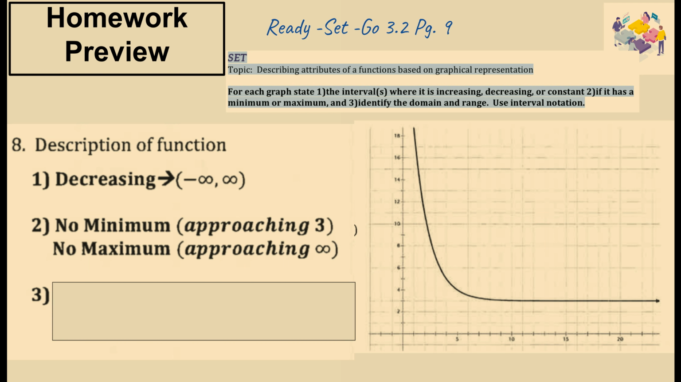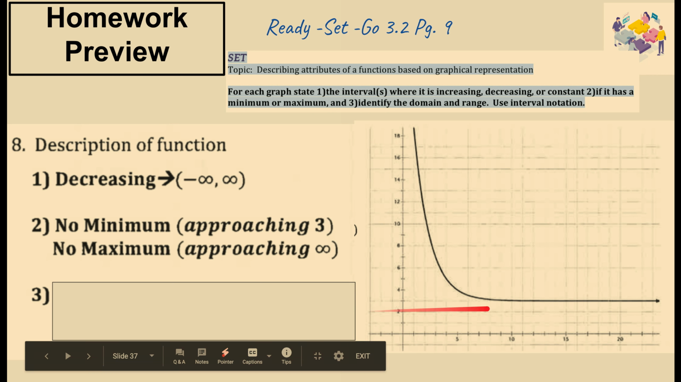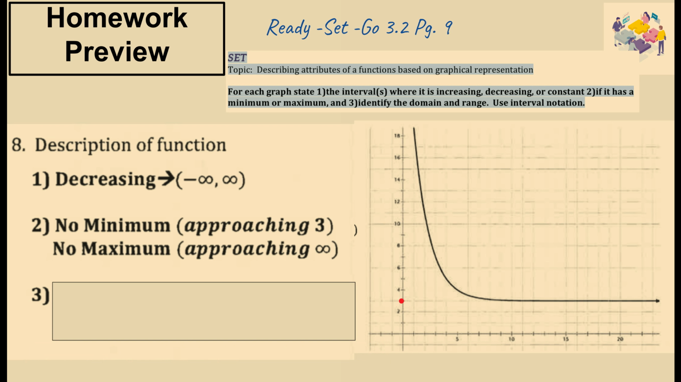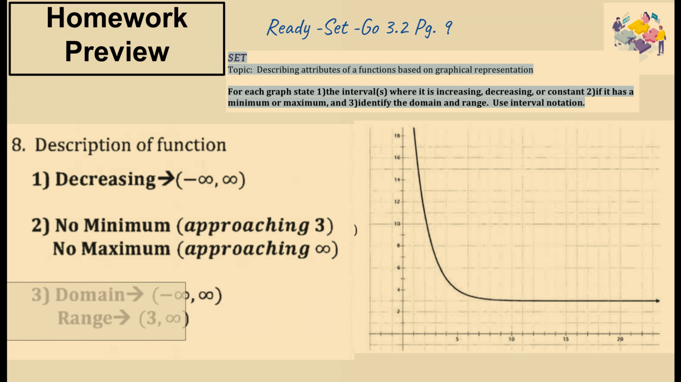Now, what else can you talk about? Well, again, there's no maximum and there's no minimum. But you notice, remember how I said it's approaching? So it's approaching 3, because if you look over here, this looks like it's at 3. So you could say the lowest y value you would have is 3. Well, it's never going to quite reach it, but we can say it's approaching 3.